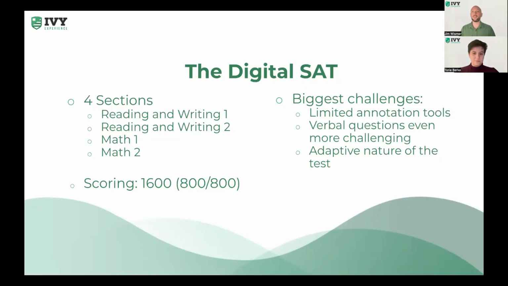And then finally, the new test is adaptive. What that means is that essentially in the first module of reading and writing or math, every student will get the same difficulty level. It'll be a standardized difficulty level. Based on your performance in that first module, you will be given either a more challenging or less challenging second module. So this adaptive component of the test is a little bit of a distinction without a difference, but it definitely messes with students' heads a little bit from what we've gathered.